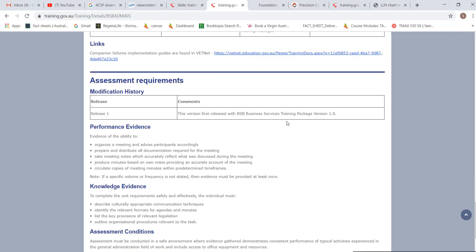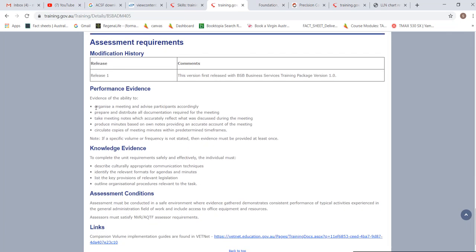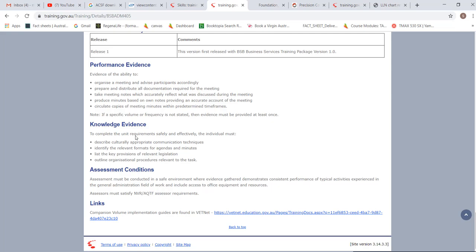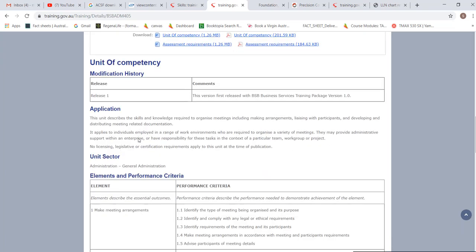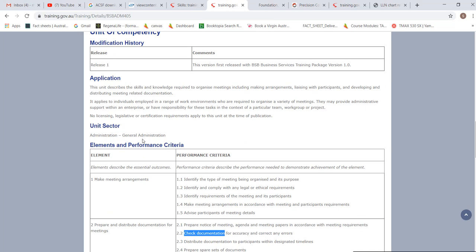Okay, so you're certainly going to do the performance evidence as well. All right, so you're going to highlight those trigger words. The knowledge evidence, you're going to highlight those ones as well. Okay, then overall what you're going to do is, what I suggest is, on a Word document you're going to group the words together. So you would group the learning words together, the reading words, the writing words, the oral communication words, and the numeracy words together.